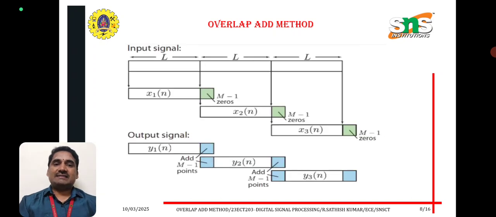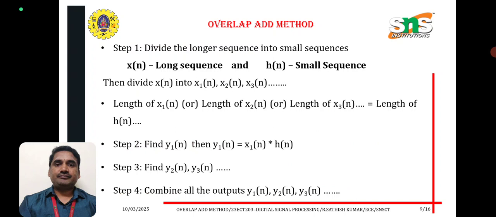This is another example: x1 of n, x2 of n, x3 of n are split into smaller sequences, and m minus 1 zeros are added to get the input sequences. For the output sequences also, we add m minus 1 points, in y2 of n and y3 of n. We can get the overall output sequence in the overlap add method.